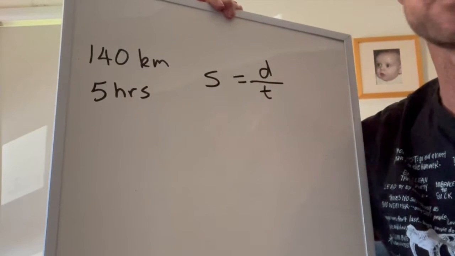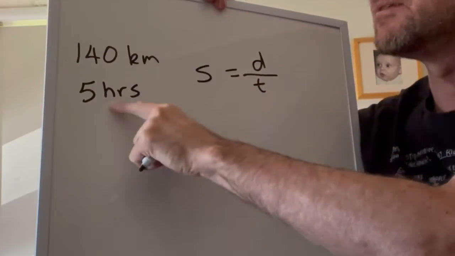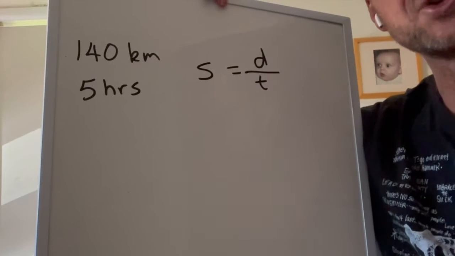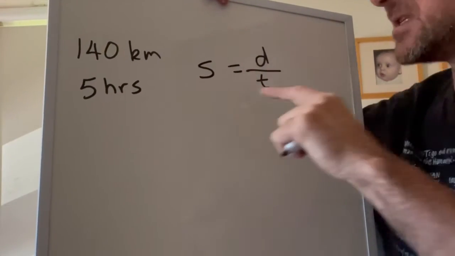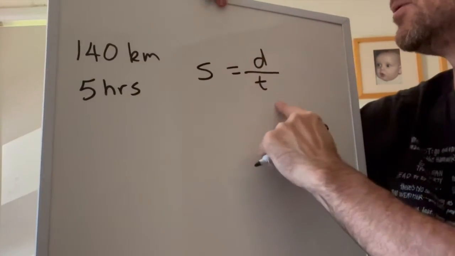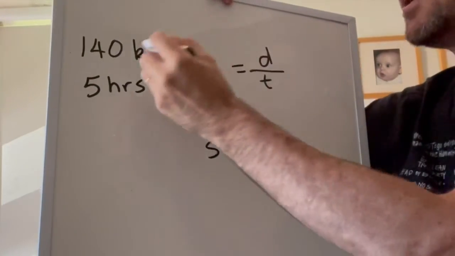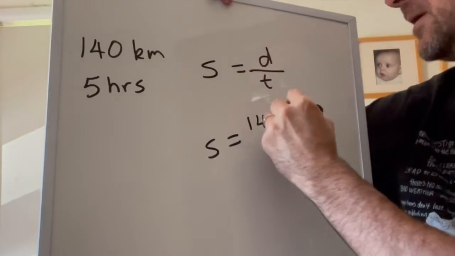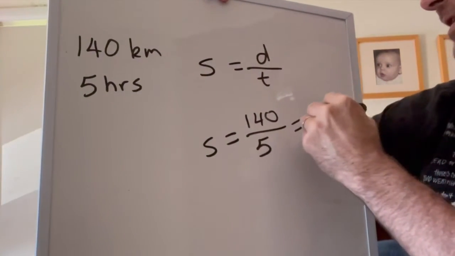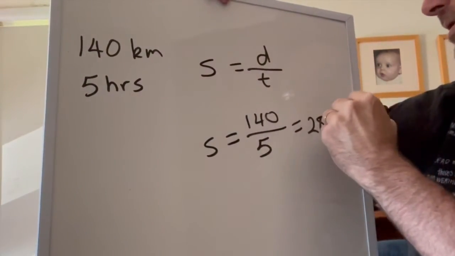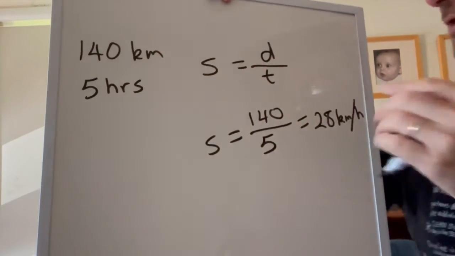We have the example of a cyclist who rides 140 kilometres in 5 hours, and we want to find his average speed. The clue here is that it's asking for average speed, so S needs to be at the front. Speed equals distance over time. So his speed is going to equal distance, which is 140, over the time, which is 5 hours. That's going to give us 28 kilometres per hour, because this is in hours.